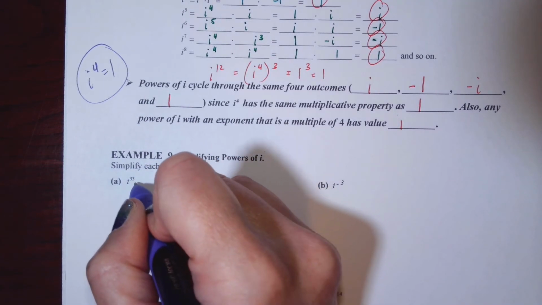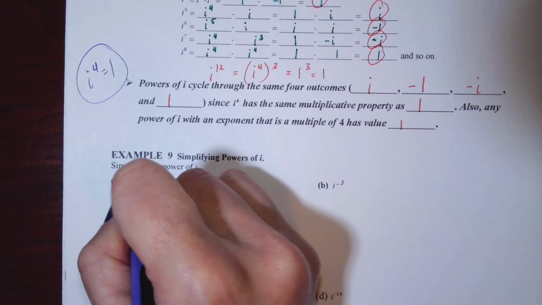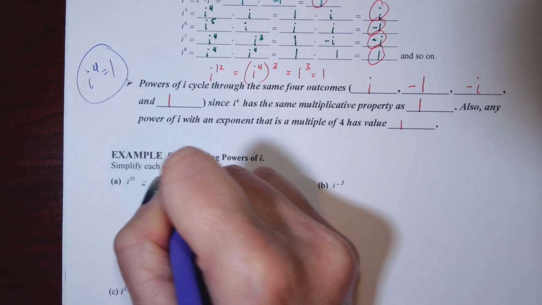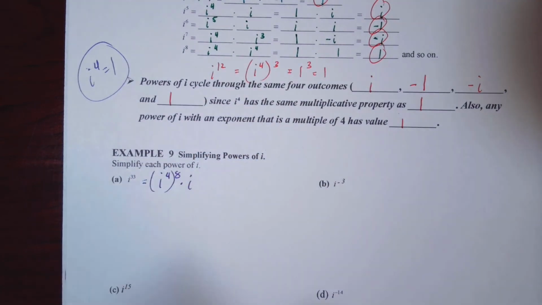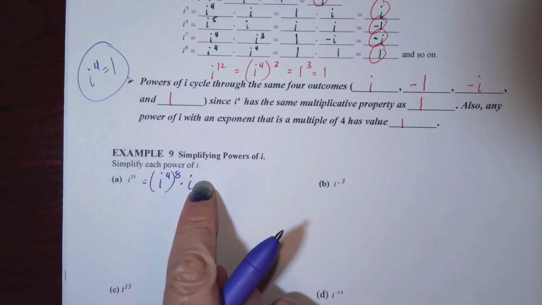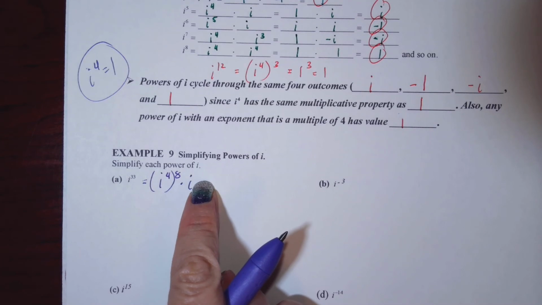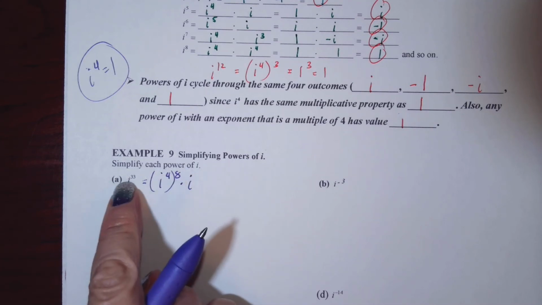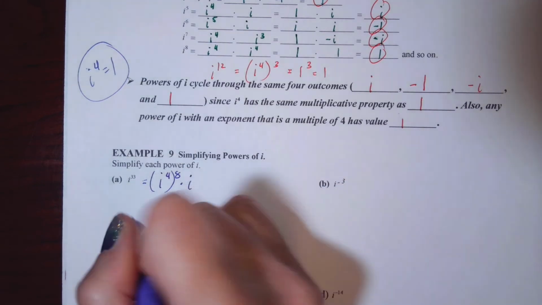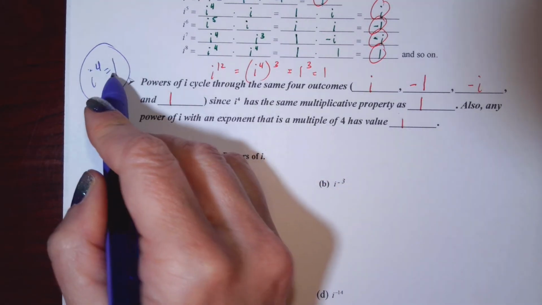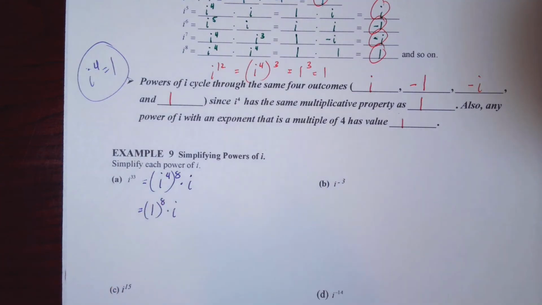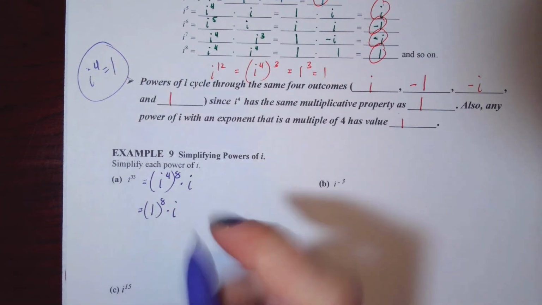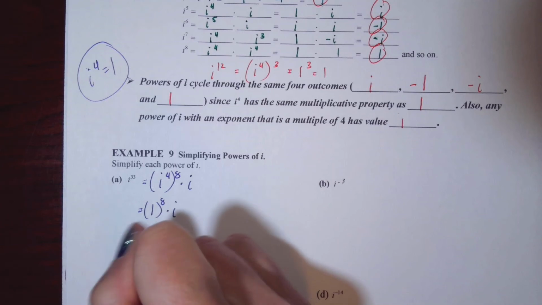Well, 4 times 8 is 32. So I to the 33 is I to the fourth raised to the 8th power times 1 more I. Because there's 32 and there's 1 more makes my 33. Now we said I to the fourth is just 1, so that's 1 to the 8th power times I. Well, 1 to the 8th power is just 1. 1 times I is I.